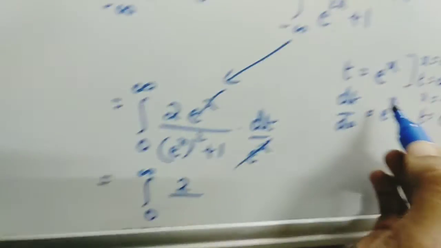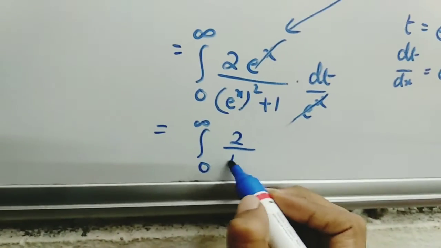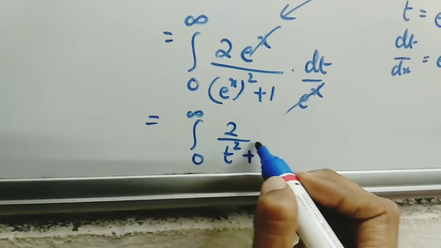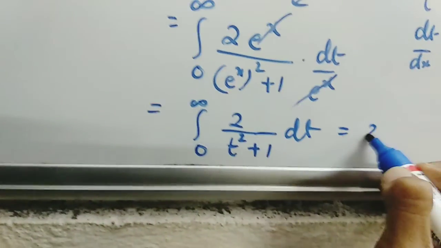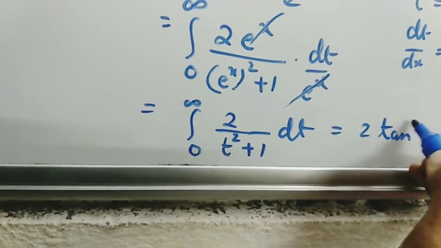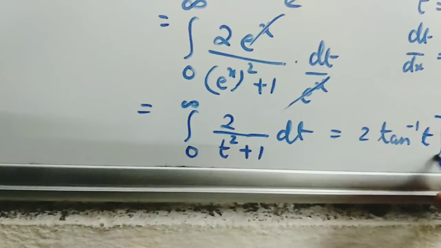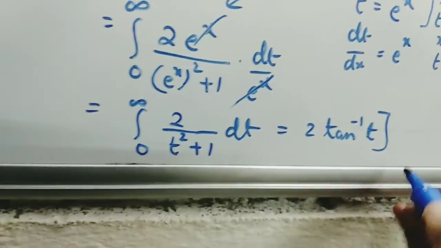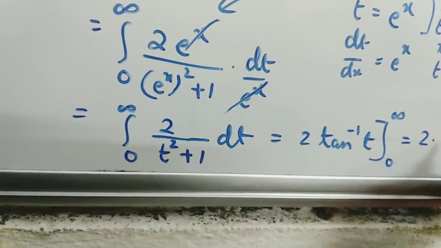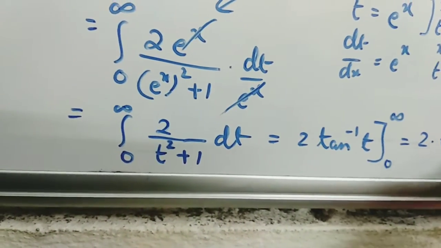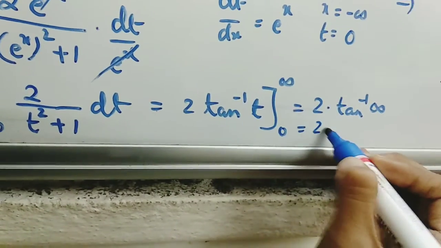Now it has been very much simplified. So it can be written as 2 tan inverse t, because the integration of 1 by 1 plus t square dt is tan inverse t, and it is from 0 to infinity. So we can write 2 tan inverse infinity minus 2 tan inverse 0. 2 tan inverse 0 is 0, and 2 tan inverse infinity is 2 into pi by 2, because tan inverse infinity is pi by 2. So it will give us pi.